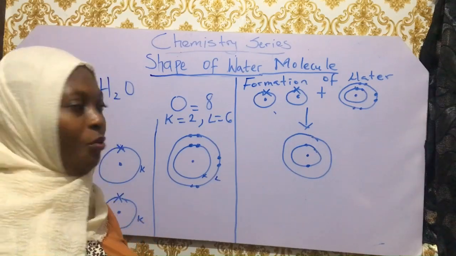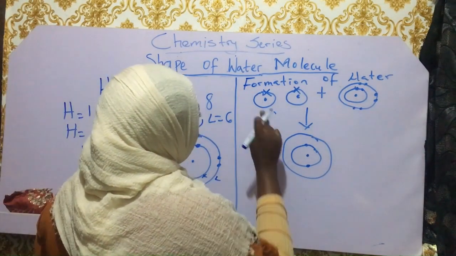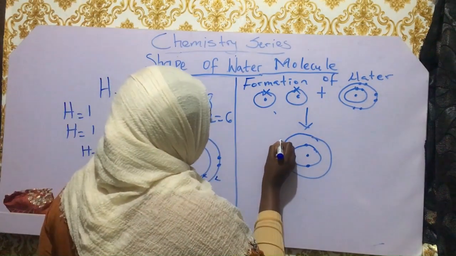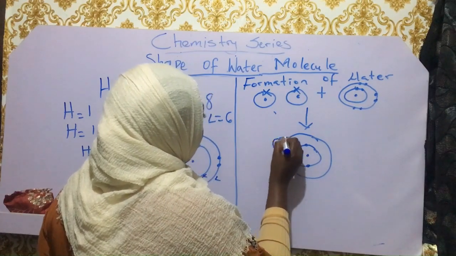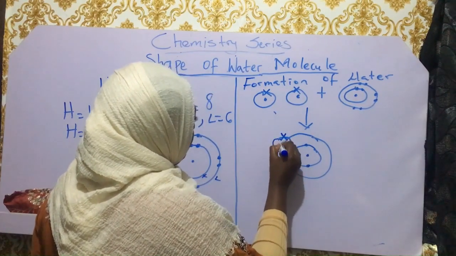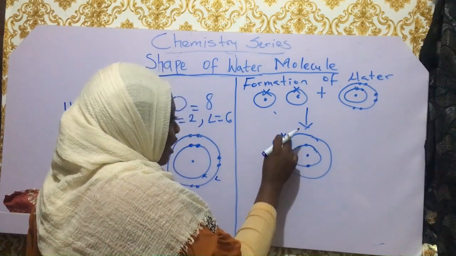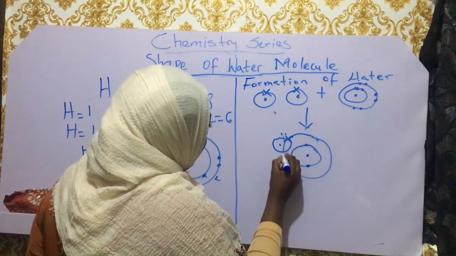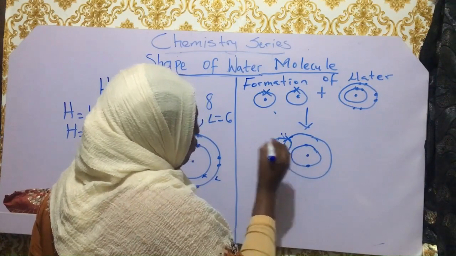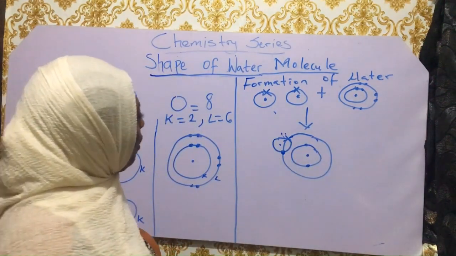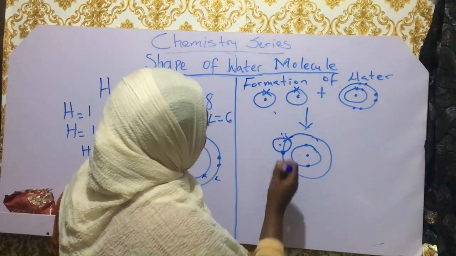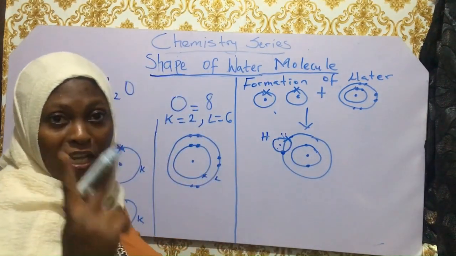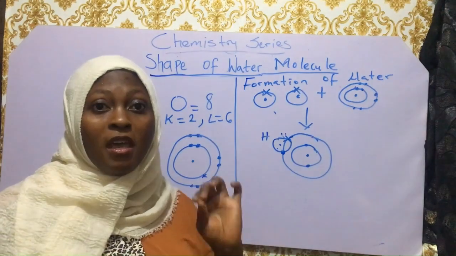So let's see how it goes. So this hydrogen will come to oxygen and share 1 electron with it. So you have this hydrogen coming with its own electron, its nucleus, and then it has shared this electron with oxygen, and then oxygen is also sharing 1 electron with it. Now let's see the number of electrons present in this atom of hydrogen. So you have 1, 2, which is 2 electrons, which shows that this hydrogen atom is balanced.